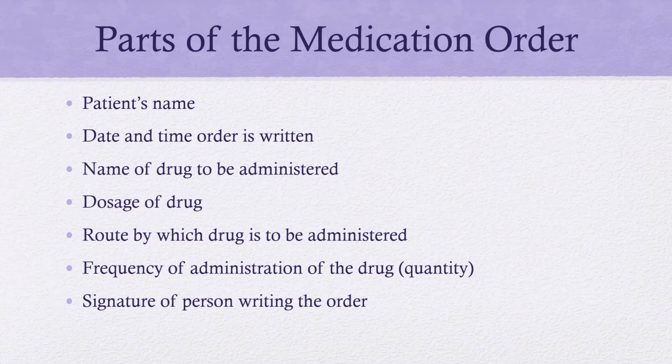The patient's name, first name, last name, the date and the time that the order is written, the name of the drug that we're going to be giving, the dose of the drug, which route are we going to be administering it, how frequently will we be administering it, and that will include the quantity. And then they also need to sign that written prescription, or it'll sign off in the computer if it's in the computer.